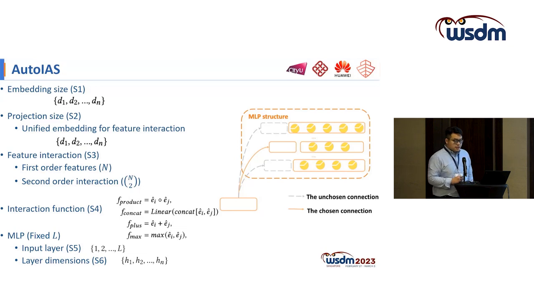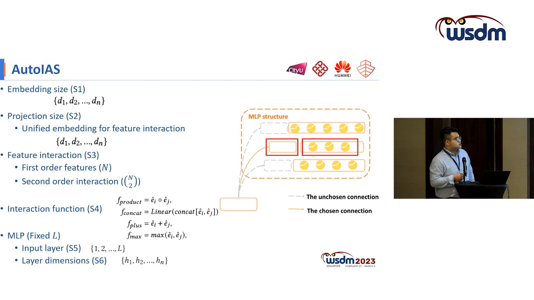For the interaction function search, S4 consists of four popular candidates, namely product, concatenate, element-wise plus, and the maximum. And to search for the optimal multilayer perceptron structures, AutoIAS stressed that low and high order features should not be considered at the same time. That's to say, it is not reasonable to input all of them at the beginning of the first layer of the multilayer perceptron. So AutoIAS searches for the index of an input layer in S5, where L is a fixed number, and also searches for the output dimension for each layer.